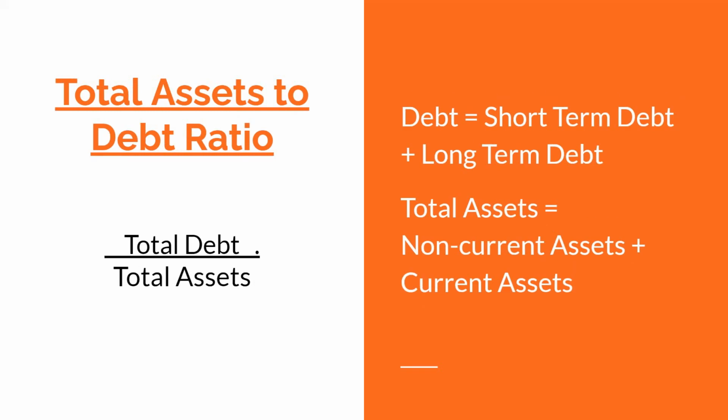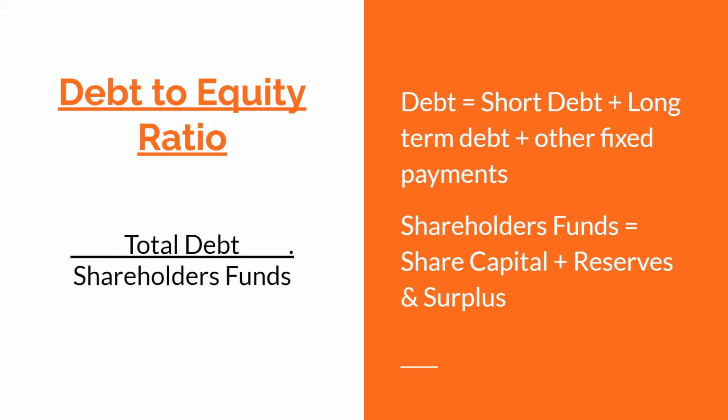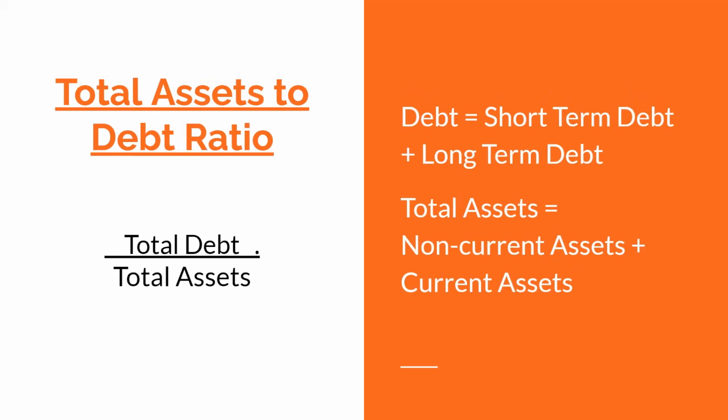Okay, then we have the total assets to debt ratio. Here your assets are compared with your debt. In the previous ratio, what we were doing is comparing owners' funds with your debt, and here we are comparing your assets with your debt. How much debt is backed up by your assets.